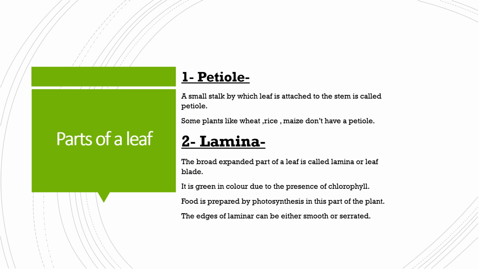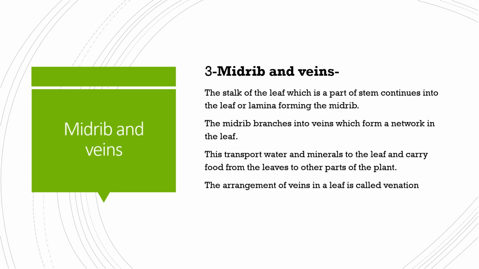Next one is lamina. Lamina is also known as leaf blade. It is the broad and the expanded part of the leaf. It is green in color because of the presence of chlorophyll. And because of the presence of chlorophyll, food is prepared here, and the process in which the food is prepared is known as photosynthesis. The edges of the lamina can be either smooth or serrated.